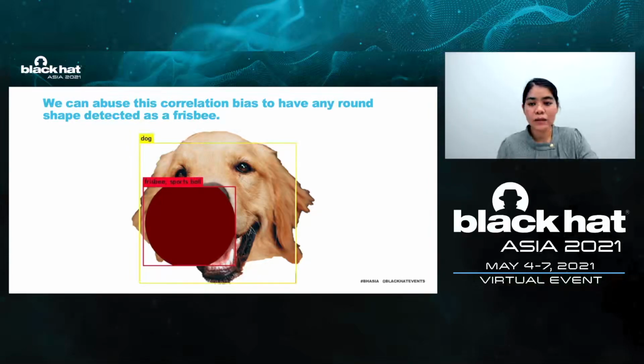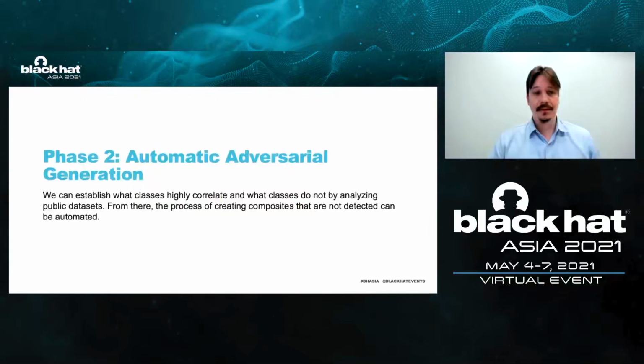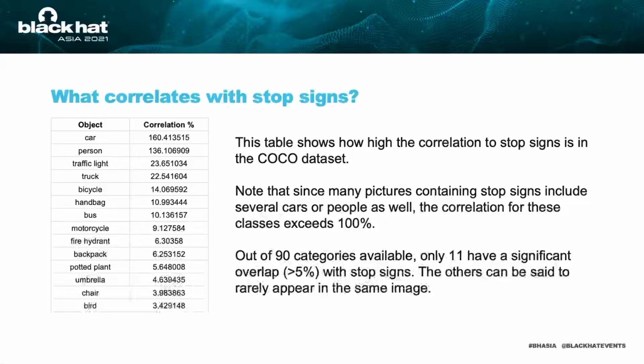So Paul, could you please? Let me take over from here. Now that we found this correlation of objects and how they are absorbed by computer vision systems, we can establish that certain classes correlate, and we can establish that certain classes do not correlate. Based on that, we can automate the process of generating images that either have a very high correlation between objects or a very low correlation between objects.